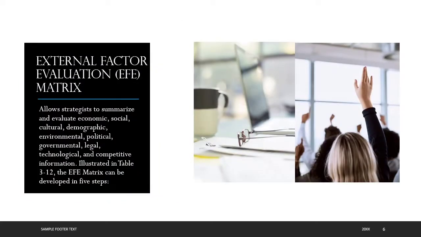External factor evaluation matrix, or EFE matrix. It allows strategists to summarize and evaluate economic, social, cultural, demographic, environmental, political, governmental, legal, technological, and competitive information. We have an example of this, but before that, I will show you the 5 steps on how an EFE matrix can be developed.